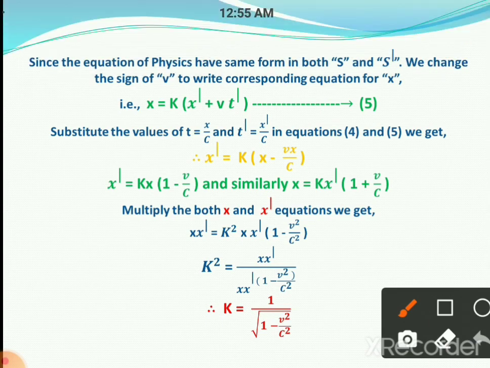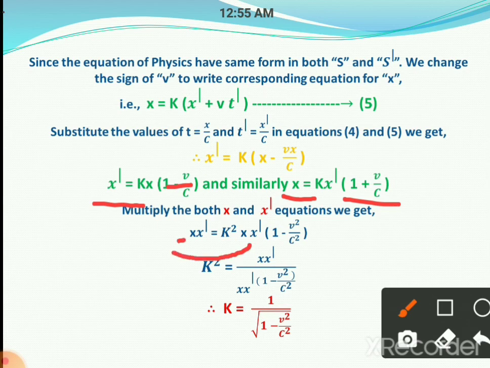When we multiply these two, we get x dash multiplied with x. Therefore k into k square, x into x dash into 1 minus v square by c square. This is of the equation form a plus b into a minus b. Therefore it can be written as 1 minus v square by c square, or k square is equal to x dash divided by x dash into 1 minus v square by c square.